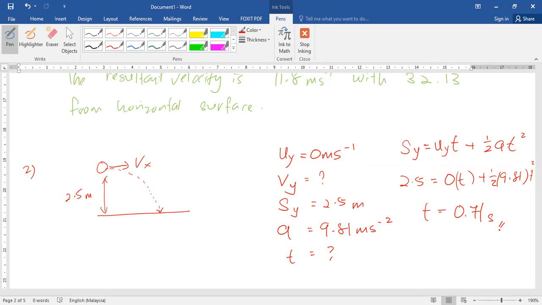Okay, get it? This is for the object that we throw out horizontally and it moves with a curved path. This is just half of the parabolic motion. Okay. Now another type of projectile motion.